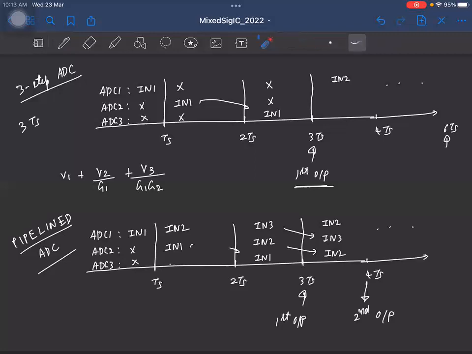So there are a couple of minor things to note. Although the output can be obtained at every clock cycle, if I give the input here, when do I get the first output? After 3 TS, isn't it? If you just had one ADC, you would have got it after one clock cycle itself. But now we have an additional 2 clock cycles of delay, right? So you have additional latency of 2 cycles here.